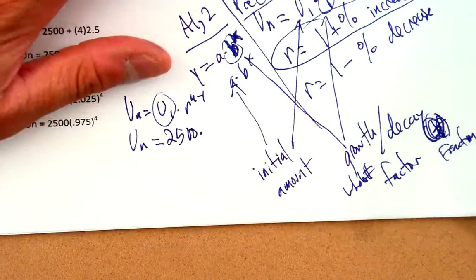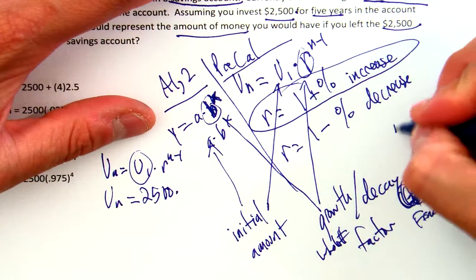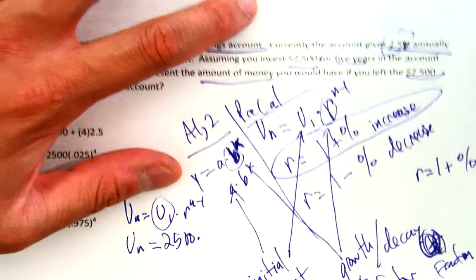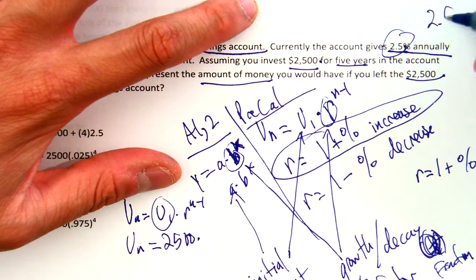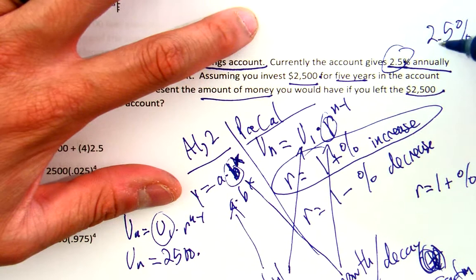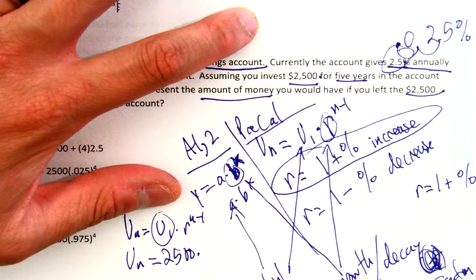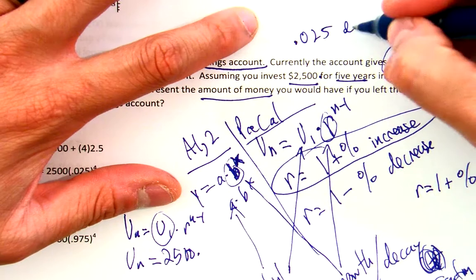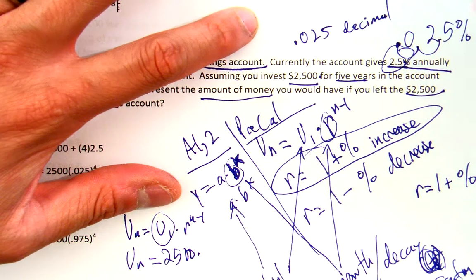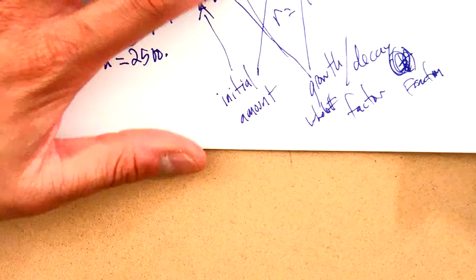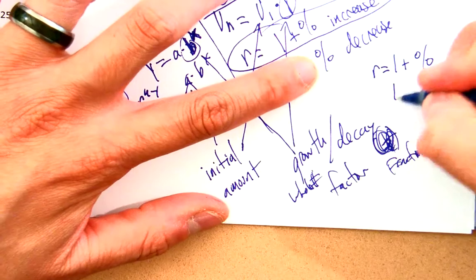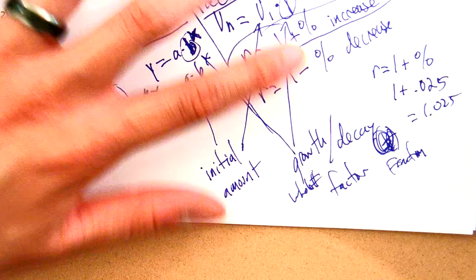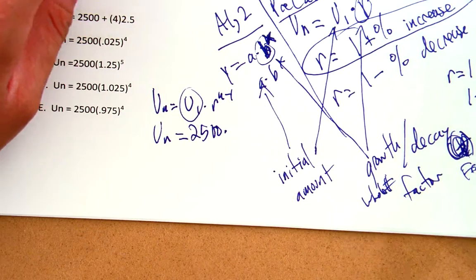Now r is, since we remember, r was what? It was 1 plus the percent. My percent is 2.5. So I moved the decimal over 2 times to make it a decimal. So it's going to be 0.025 as a decimal. So that is my percent here. I'm going to add on. So r is 1 plus 0.025, which becomes 1.025, which is my r.